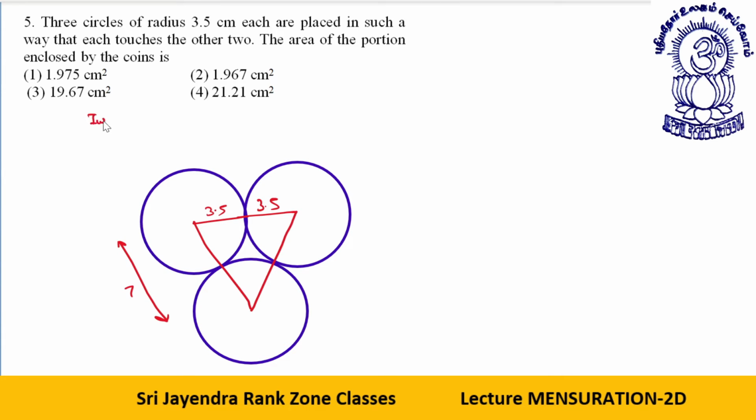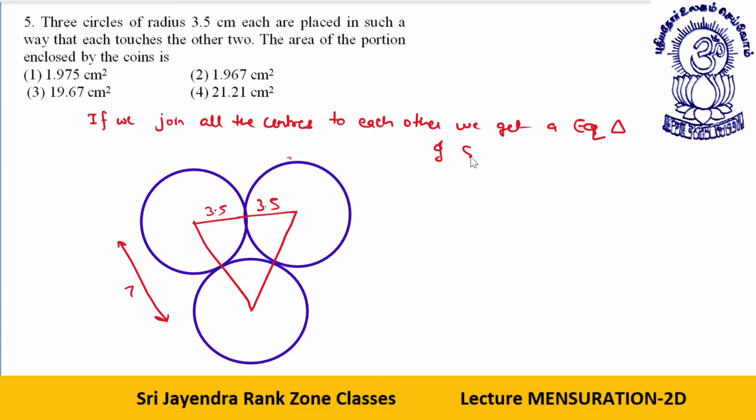So if we join all the centers to each other, we get an equilateral triangle of side 7 centimeter. Okay, now these are what, my dear students, these are three sectors. Think about it. This is one sector, this is second sector, this is third sector. You have to determine this.